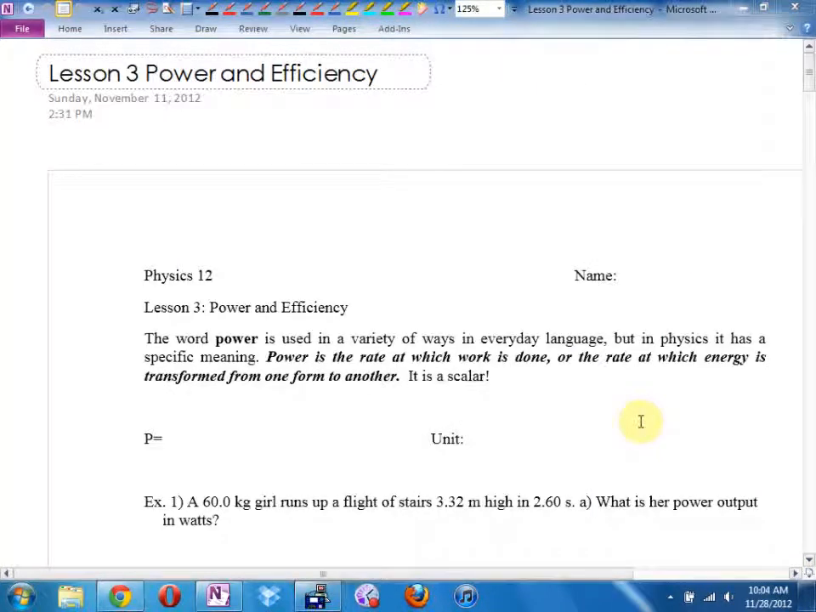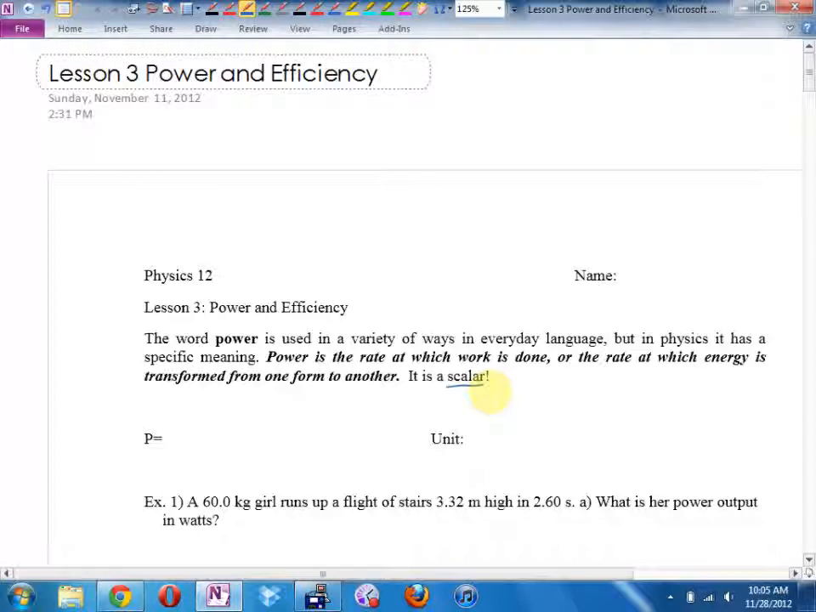So, lesson 3, power. We use the word power in a variety of ways in everyday language. But in physics, power has a specific meaning. Power is how fast you're doing work. Power is the rate at which work is done, or the rate at which energy is transformed from one form to another. It is a scalar. In fact, pretty much everything in this unit is a scalar. Work, energy, time, speed, scalar. Power, scalar.